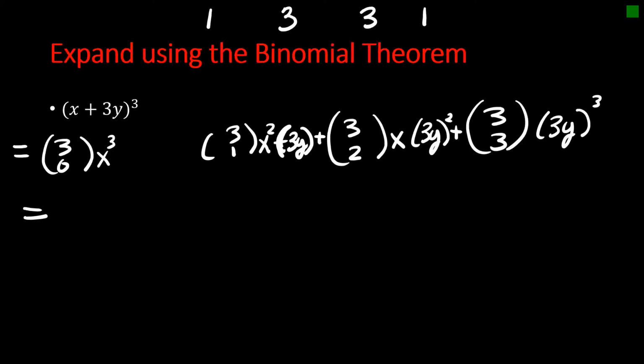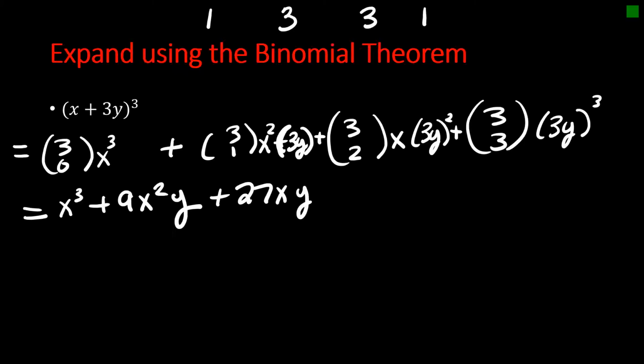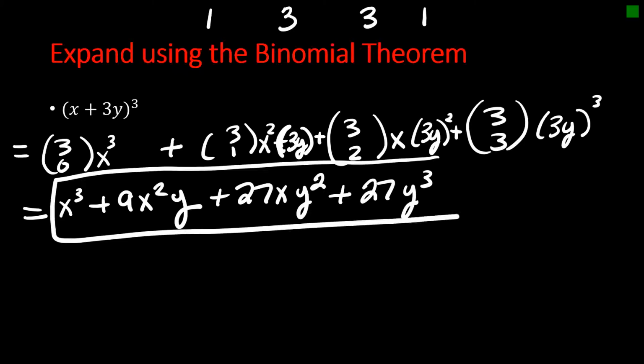So 3 combining 0 is 1, so this is x cubed. 3 combining 1 is 3, and 3 times 3 is 9, so this is 9x squared y. 3 combining 2 is 3, 3 squared is 9, and that gives us 27x. Then we have to square that y to get y squared. And then 3 combining 3 is 1, but 3 cubed is 27. Then we have our y cubed.